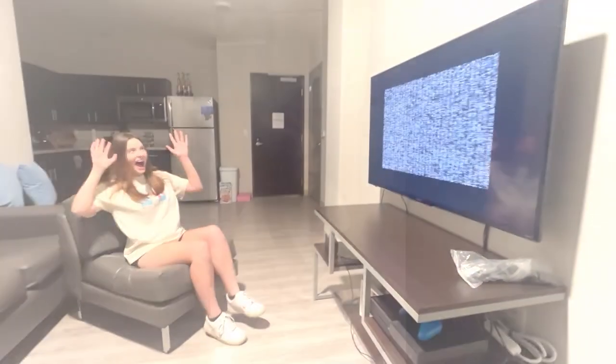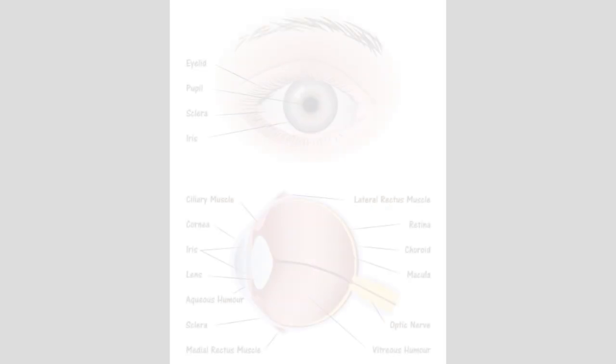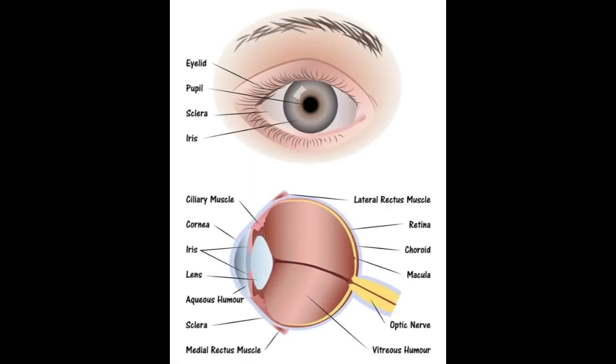When the video jump scares Sarah, the light from the TV enters her eye through the cornea, which is the outer layer of the eye that helps bend the light. Then the light enters the pupil through the iris, which is the color portion of the eye that prevents excess light from reaching the retina.